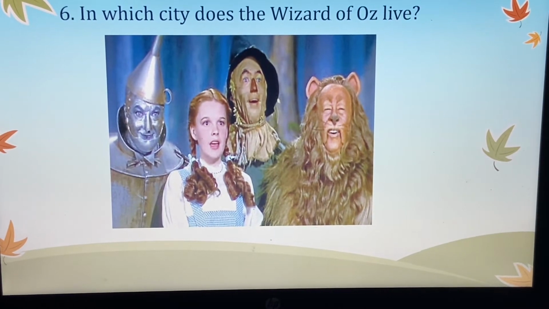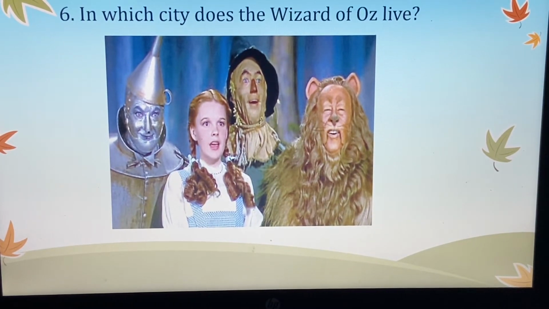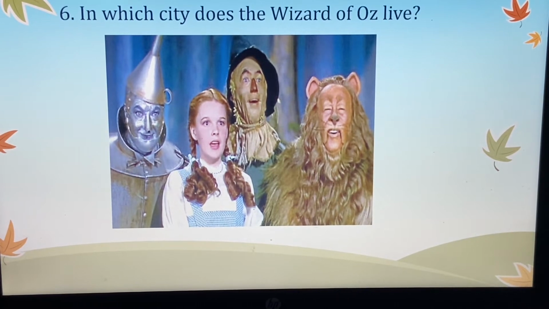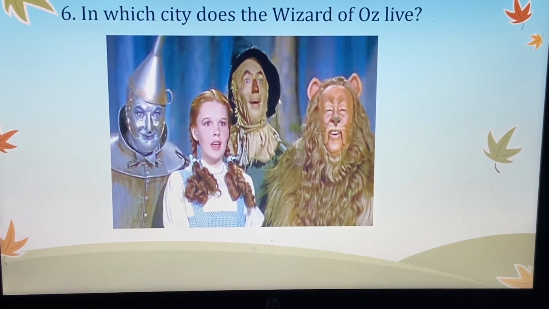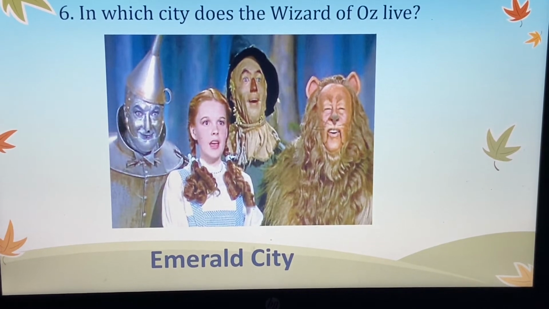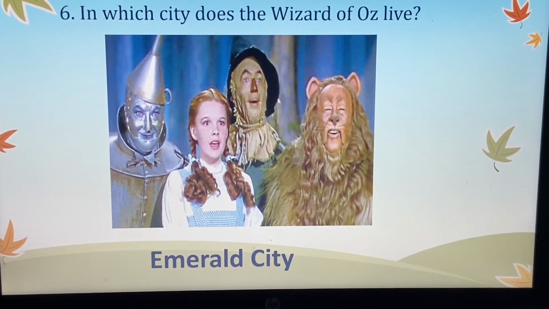In which city does the Wizard of Oz live? This is also a very beautiful story. In this story we need to find out the name of the city in which the Wizard of Oz lived, and the name of that city is, yes, that's correct, Emerald City. In Emerald City the Wizard of Oz lives. Now let's see the next story.